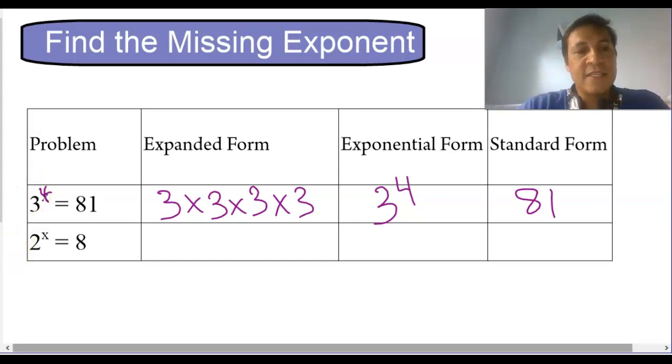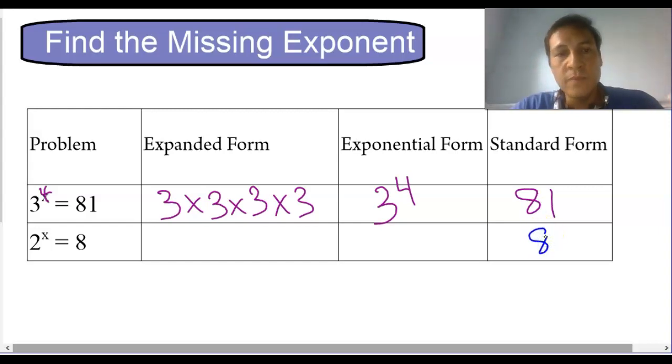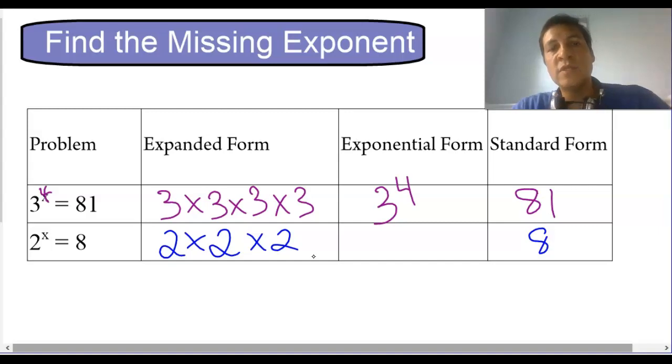All right, for the second example, 2 to some power is equal to 8. Again, 8, that's my answer in standard form. I want to figure out how many times do I have to use 2 as a factor. Well, 2 times 2 is 4. I'm not there yet. But if I multiply by another 2, then I get to 8. 2 times 2 times 2 is 8. So that means 2 to the third power. That x is equal to 3.